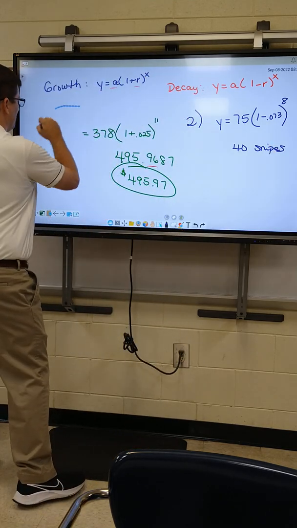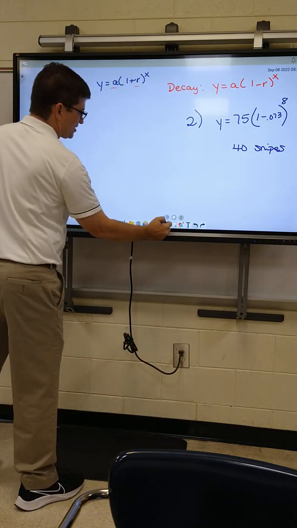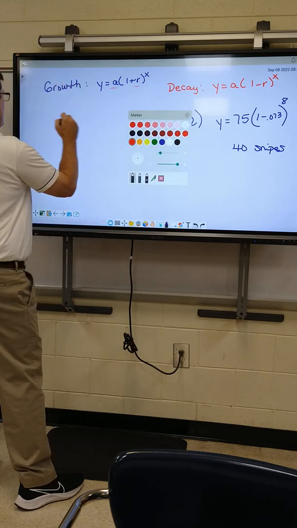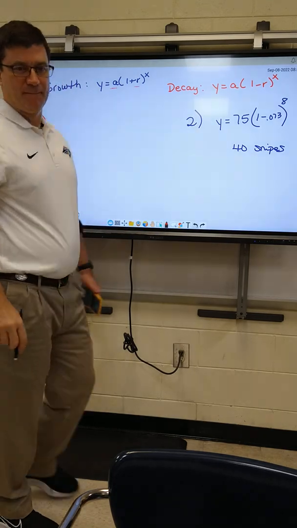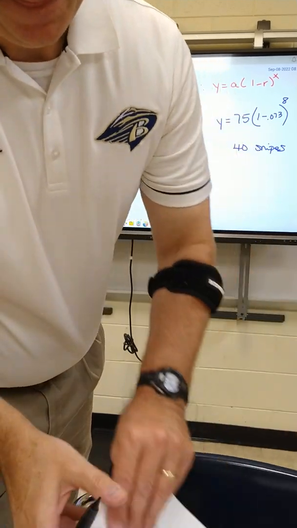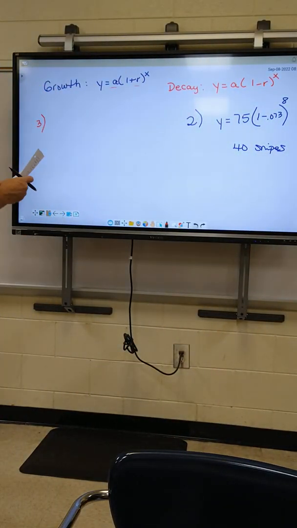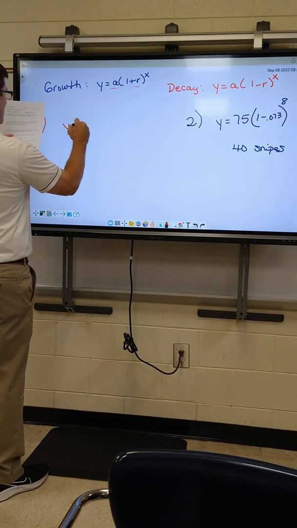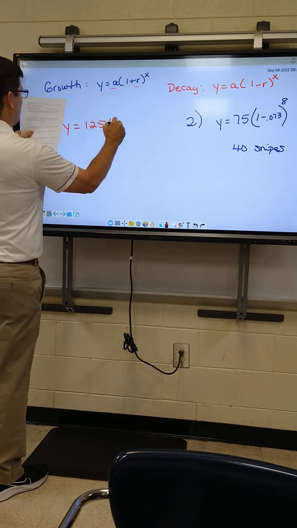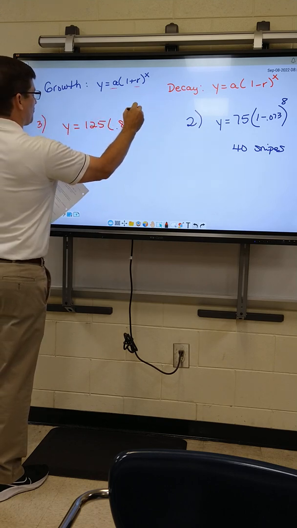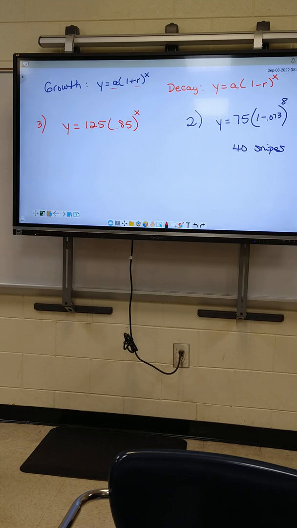All right, now all of these are not this easy. Some of them are a little bit different. Let's keep going. Let's go to 3. All right, 3 is a different problem. Let's look at it. Y equals 125. All right, so number 3, they are giving us a formula they want us to look at.